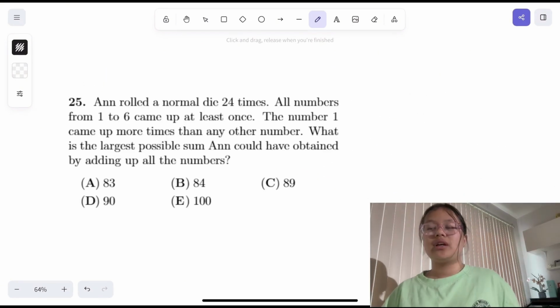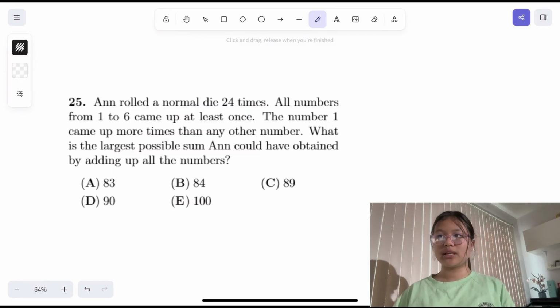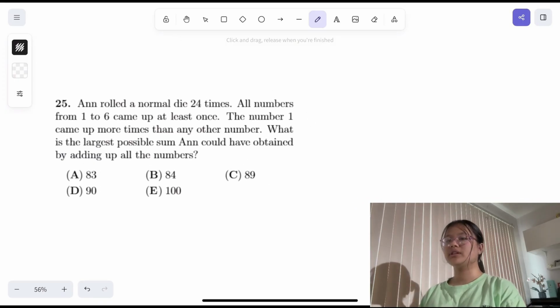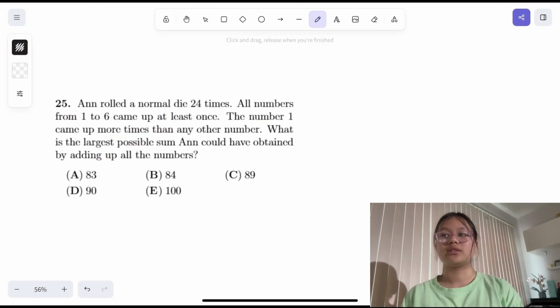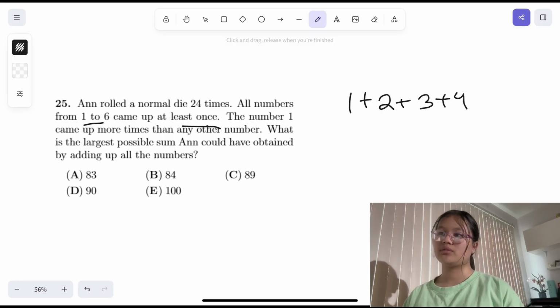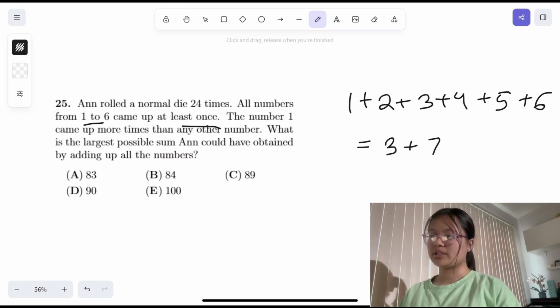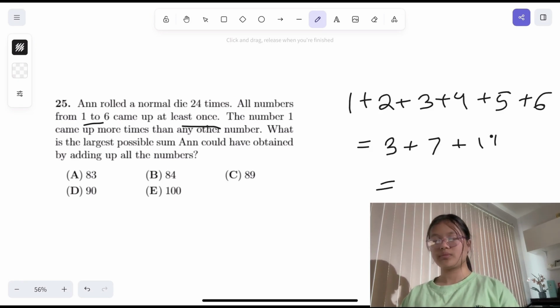Alright, number 25. Anne rolled a normal die 24 times. All numbers from 1 through 6 came up at least once. The number 1 came up more times than any other number. What is the largest possible sum Anne could have obtained by adding up all the numbers? Alright, so since Anne rolled each number at least once, we can guarantee that 6 of the rolls have a sum of 1 plus 2 plus 3 plus 4 plus 5 plus 6. So right now, that's 3 plus 7 plus 11. Okay, so then that's 21.